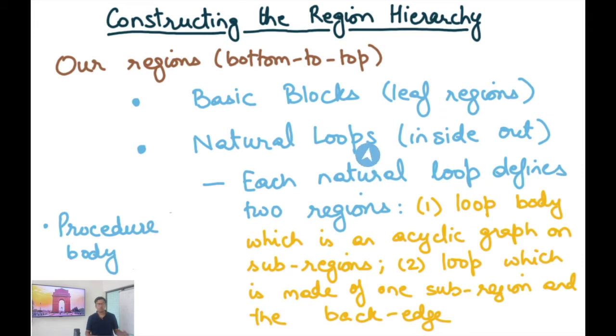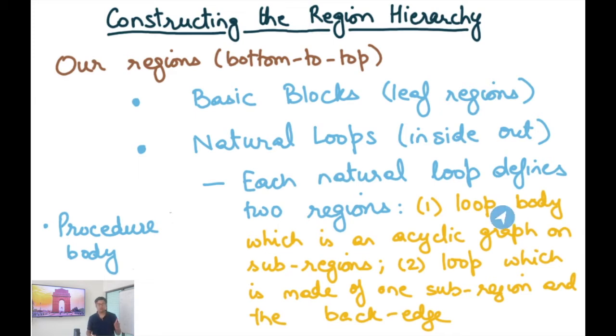So natural loops would form the next levels of regions, and again I'm considering the bottom to top of my region hierarchy. So natural loops, in other words, would be inside out. I'm going to first construct the innermost loops, then the outer loop, then the outer loop, and so on until I reach the outermost loop. And also each natural loop will define two regions actually. For every loop, even if it's the innermost loop, there will be two regions that the loop would define.